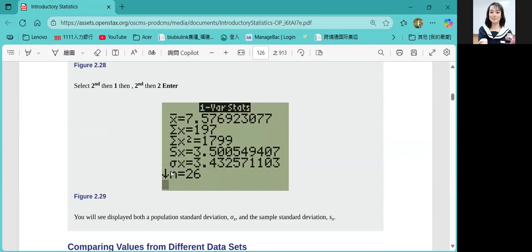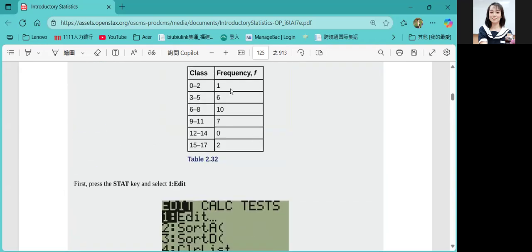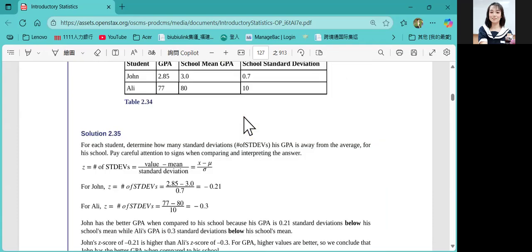Okay, and you may see what sigma is. Sigma means the standard deviation, but because its average is different from ours, the sum would be 197, and you must divide it by 26.